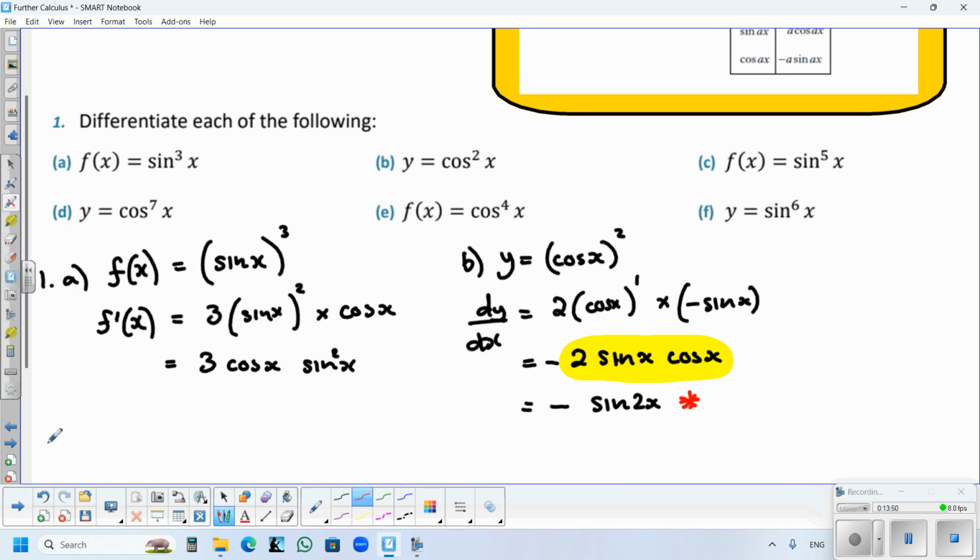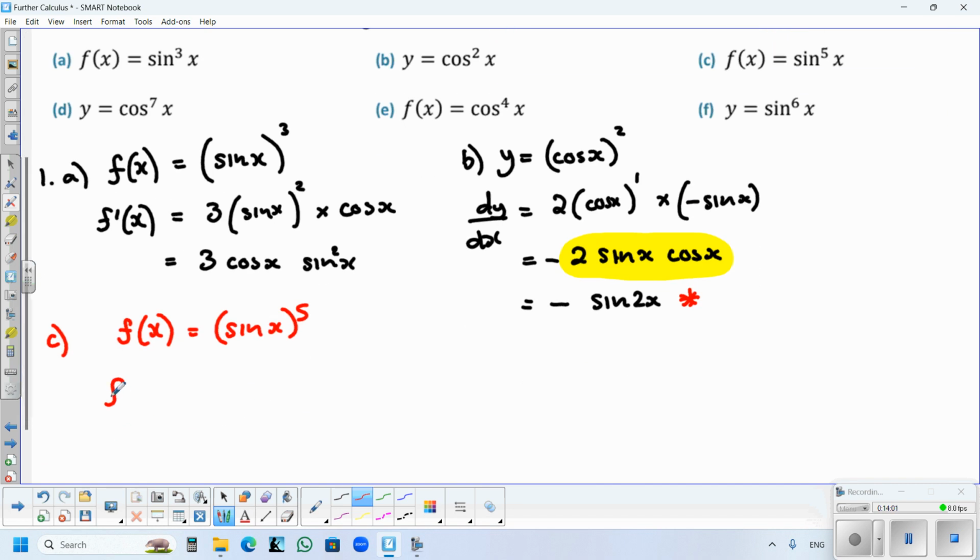Right, next one, part C. So for part C, we've got f x is equal to, take your power of 5 out, so it's sine x to the power of 5. Multiply by the power, take 1 away from the power, so f dash x gives me 5, and the bracket to the power of 4, multiply by the derivative of the bracket, derivative of sine is cos x. I'll go back and fill in the bracket, so that gives me 5 sine 4 x times cos x. You can rearrange them if you want, but you don't need to.